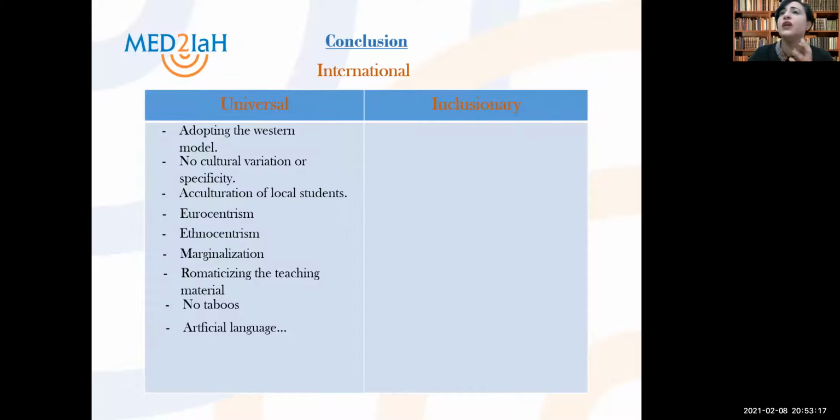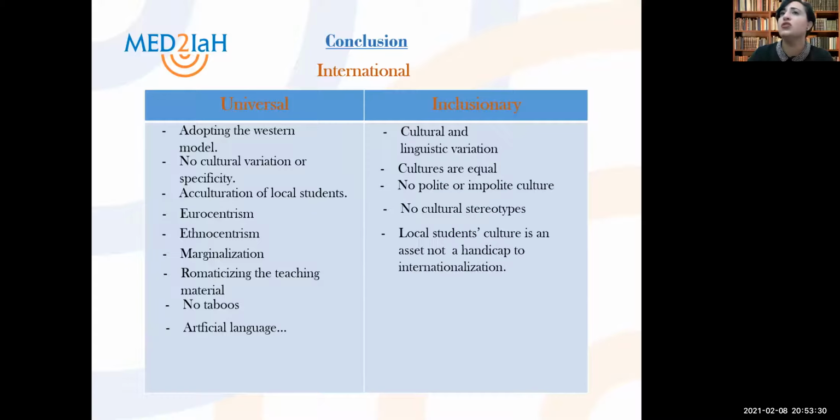But if we use the inclusionary meaning of international, we'll have cultural and linguistic variation in our teaching material. Cultures are equal, no polite or impolite culture, no cultural stereotypes. Local students' culture is an asset, not a handicap to internationalization, and therefore the teaching material will be used as a tool to develop global citizenry skills.